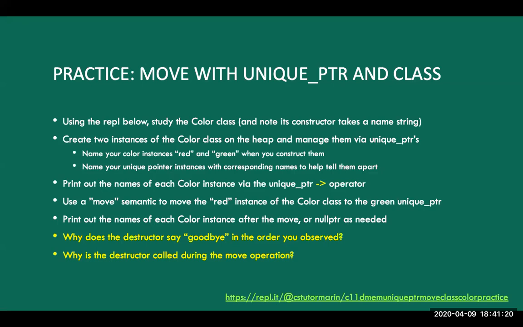So we'll be using the instance name and using the arrow operator to get at the pointer's instance and then print out what its name is, which is a public member of the color class. And then we want to use the move semantic to move the red instance of the color class to the green unique pointer and then just print stuff out. And then watch and see what the destructors print out as you go. So you can kind of reinforce your understanding of what's going on here.